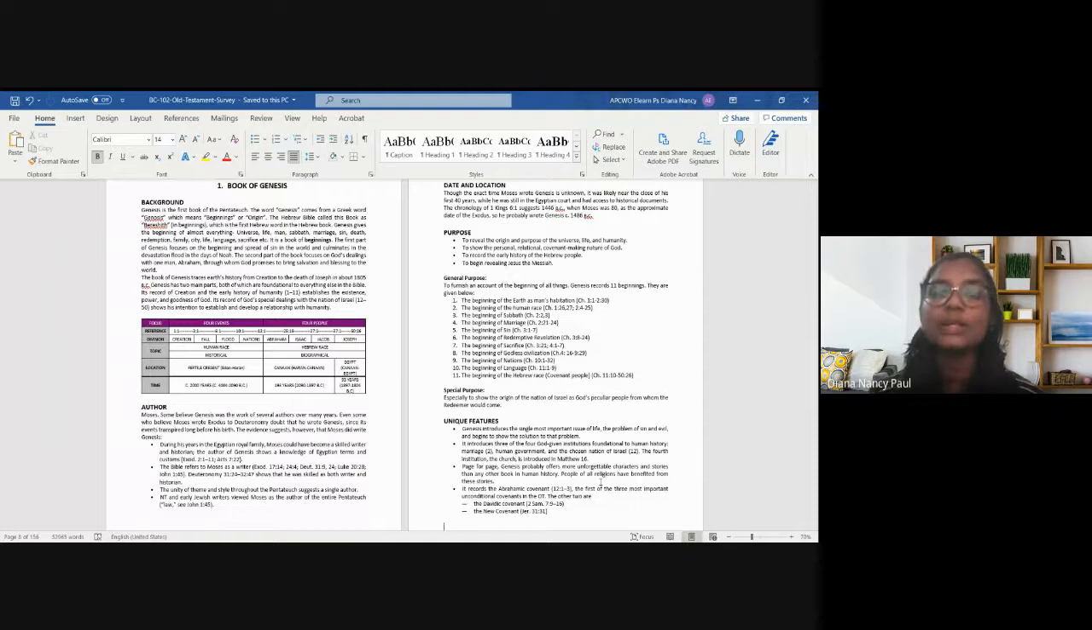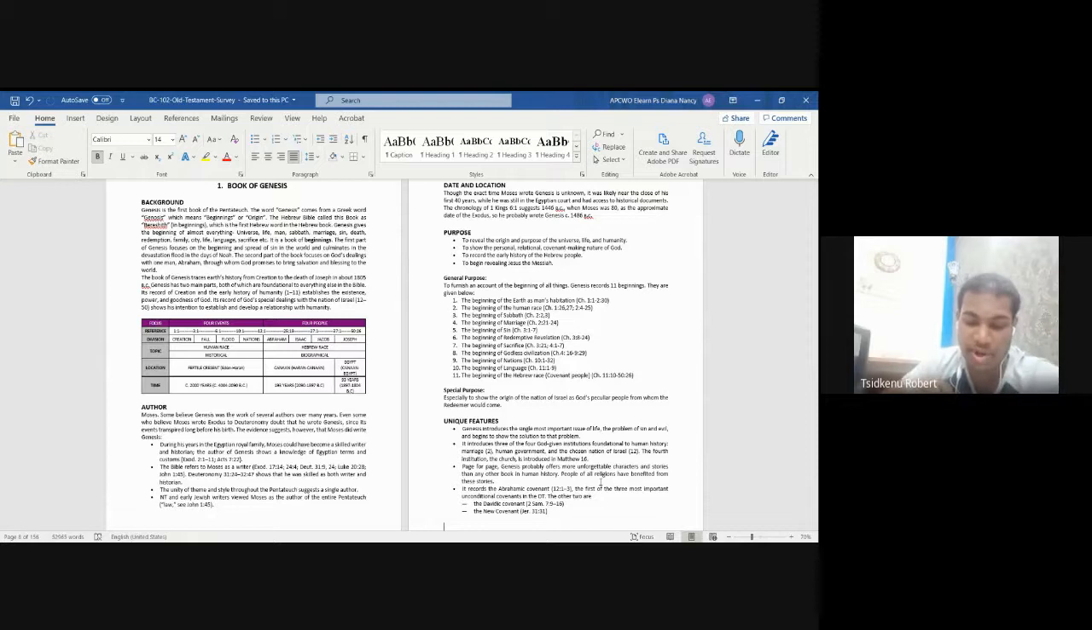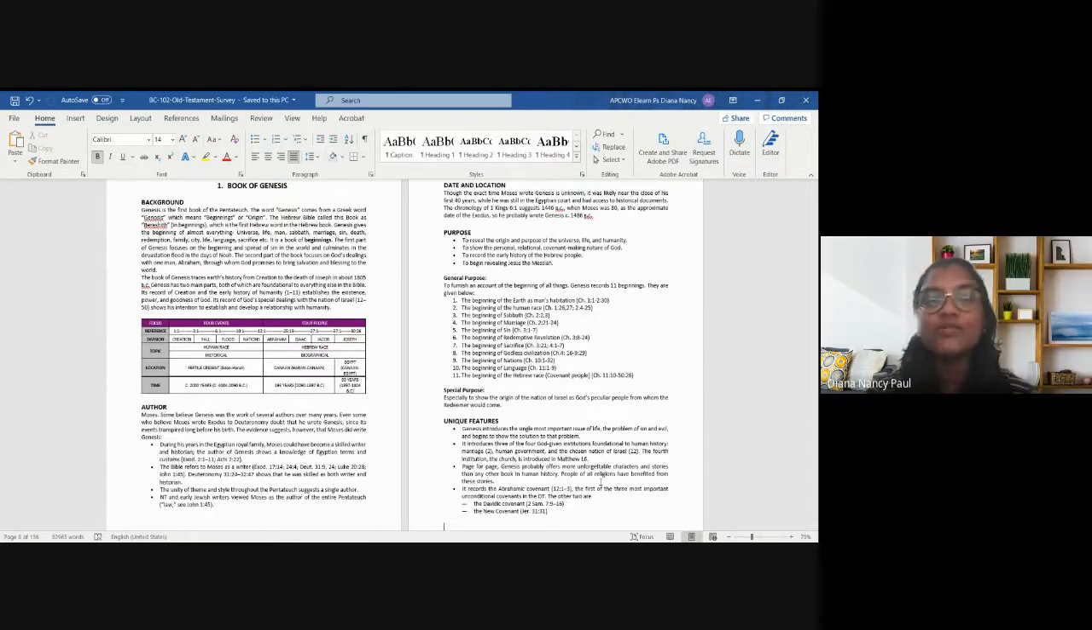The sixth point here says the beginning of redemptive revelation. We see God revealing the plan, what he has in store. Then we see in the seventh point, the beginning of sacrifice. What was the first sacrifice there? Chapter 3, verse 21: The Lord God made garments of skin for Adam and his wife and clothed them. So that was the first sacrifice.